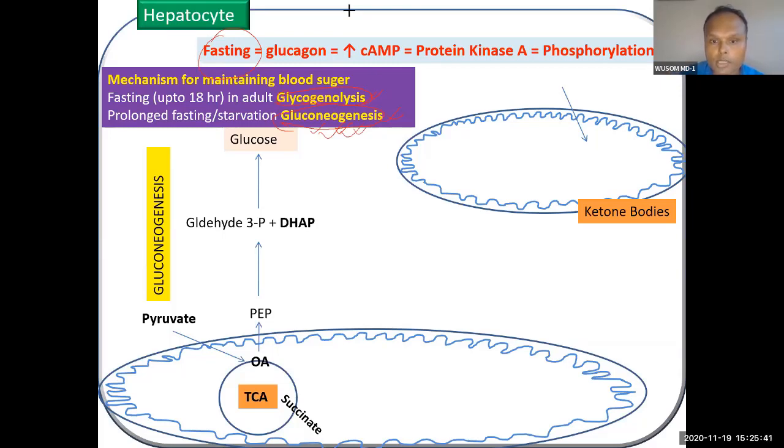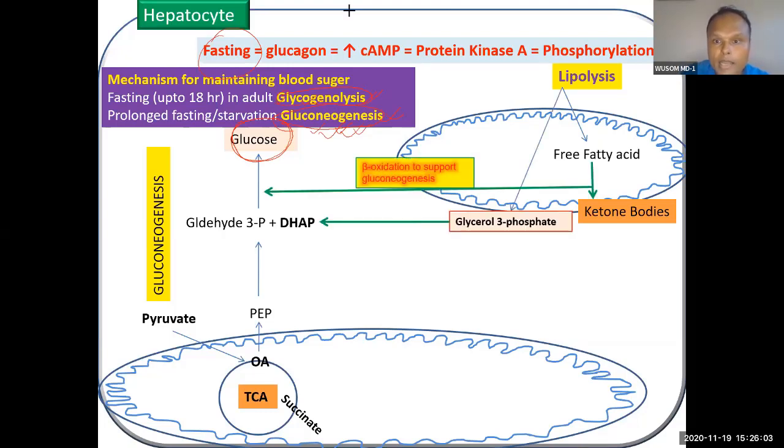Gluconeogenesis is the process of conversion of non-carbohydrate sources, especially amino acids, to glucose. This formation of glucose is an energy-requiring, uphill process, and this energy is supplied by beta oxidation of fatty acids. If fatty acid oxidation is not viable, do you think energy will be supplied for this uphill process of glucose synthesis?